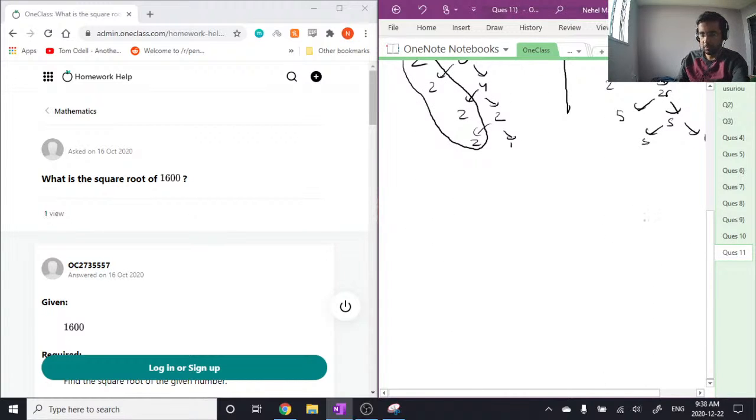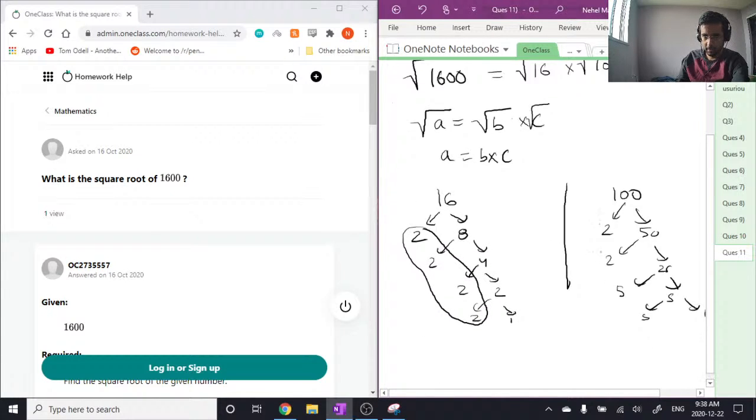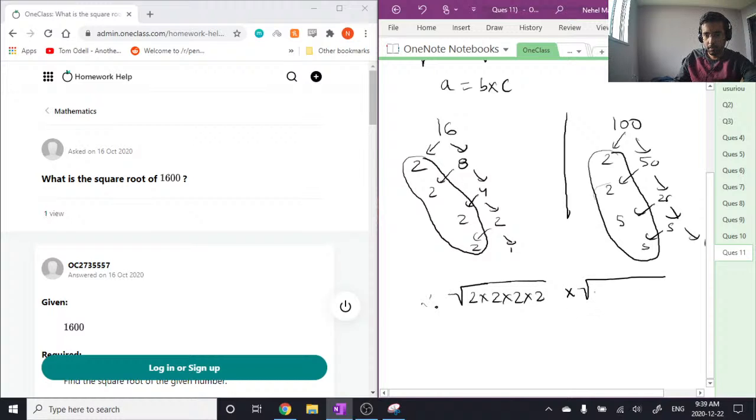So we got the prime factors for both 16 and 100. Therefore we can say that the square root of 1600, which was equal to 16 times 100, is equal to 2 times 2 times 2 times 2, multiplied by 2 times 2 times 5 times 5.